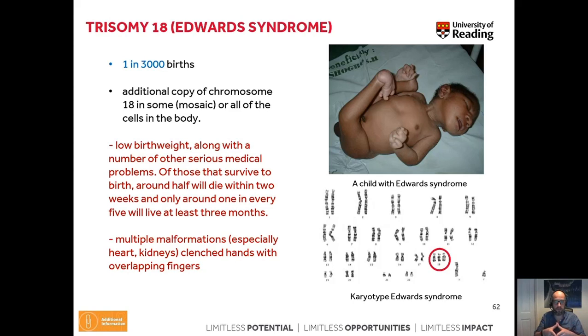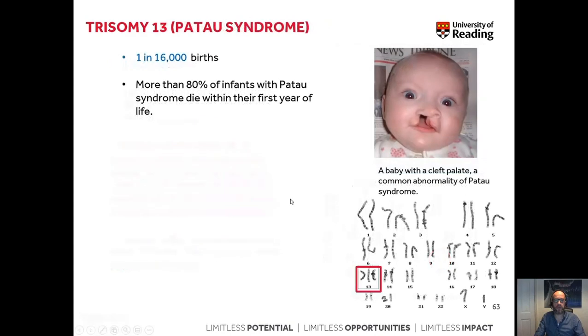serious medical problems. Of those that survive to birth, around half will die within 2 weeks, and only around 1 in every 5 will live at least 3 months. If the carriers survive, the result is usually the presence of multiple malformations, especially of the heart and kidneys, clenched hands, and overlapping fingers, as you can see here in the patient shown on this slide.